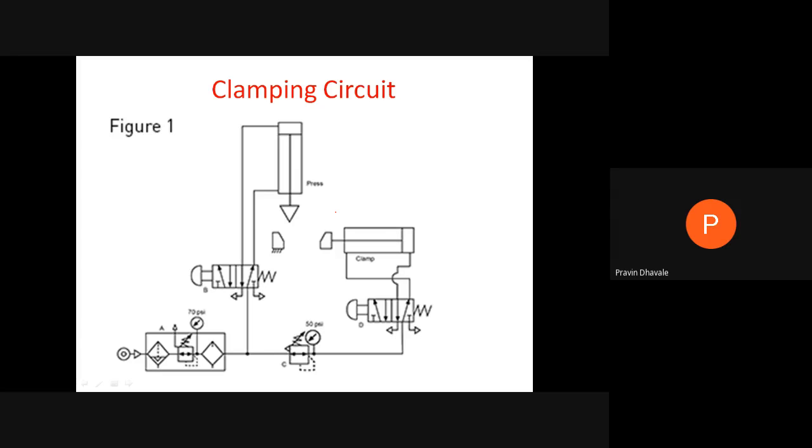Is it over? Yes, sir. Okay, from the boys' side, anybody reply? Yes, sir, over. Which diagram have you drawn? Clamping, sir. Okay.